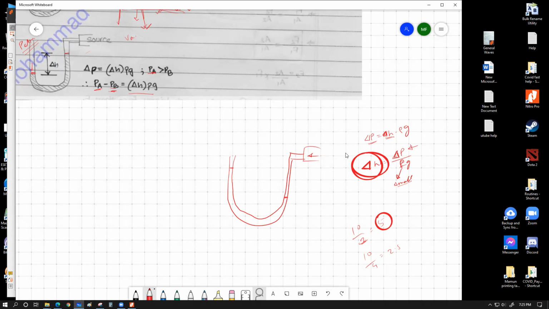So we have uses for both dense liquid and less dense liquid, depending upon what purpose we are trying to serve, what value we are trying to get out of our experiment.